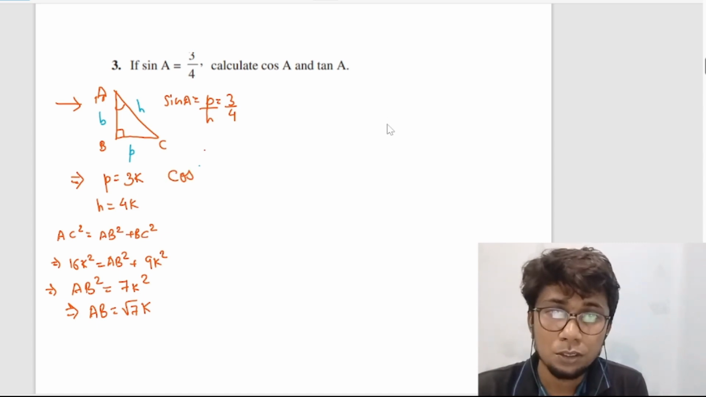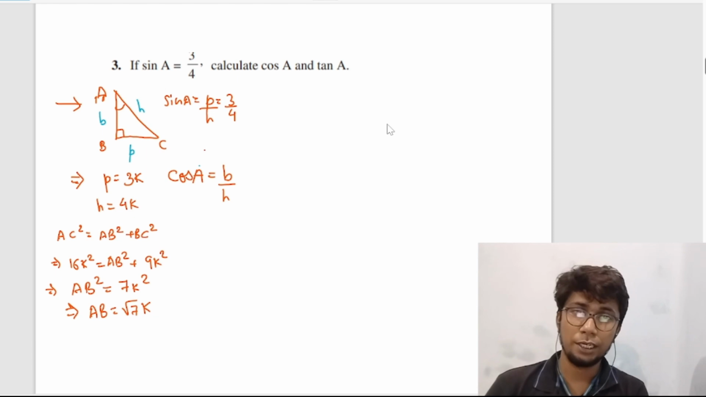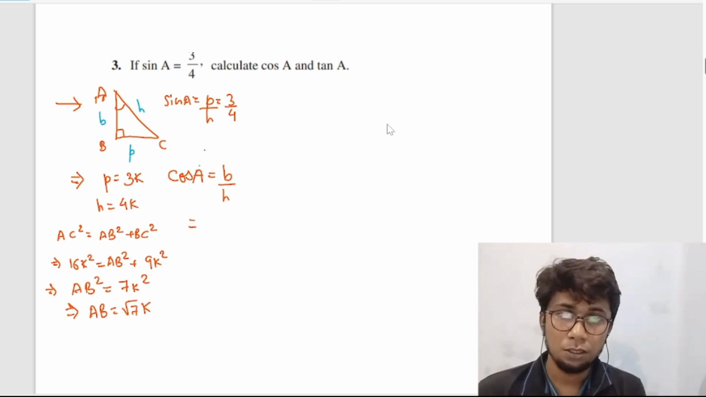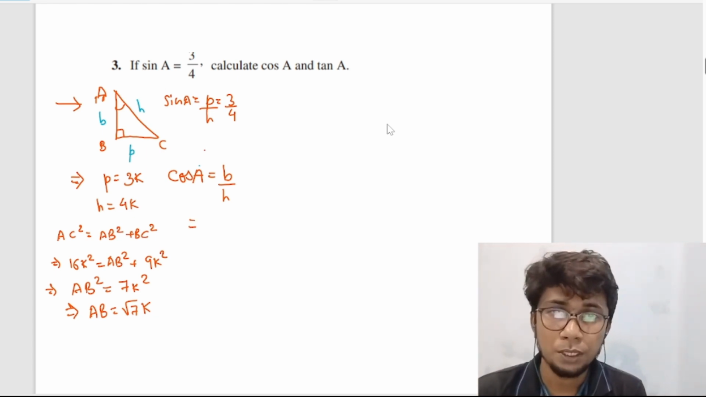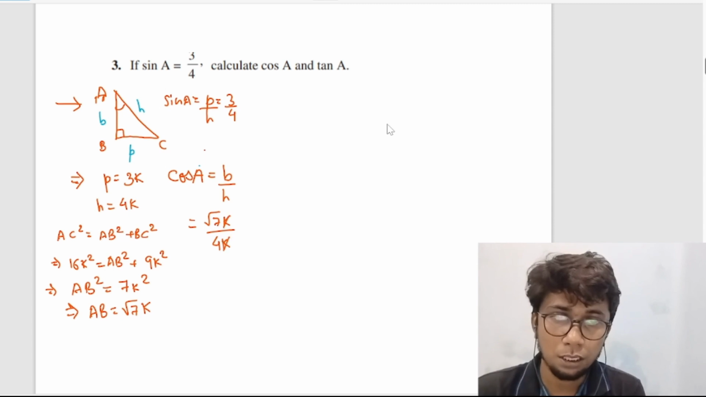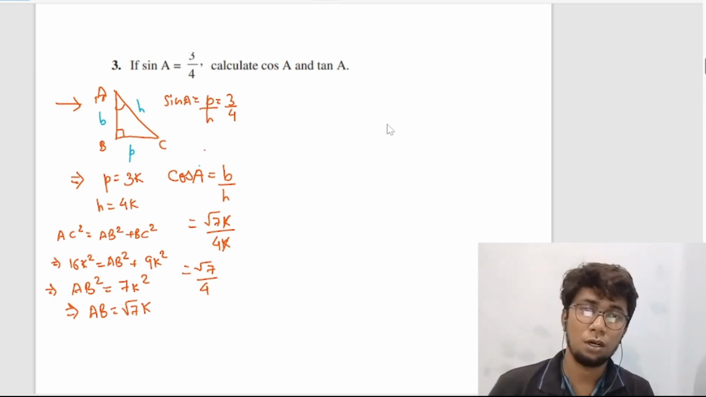So what is cos A? Cos A is B upon H, right? What is B? B we found root 7k. So root 7k upon 4k. This will give you root 7 upon 4.